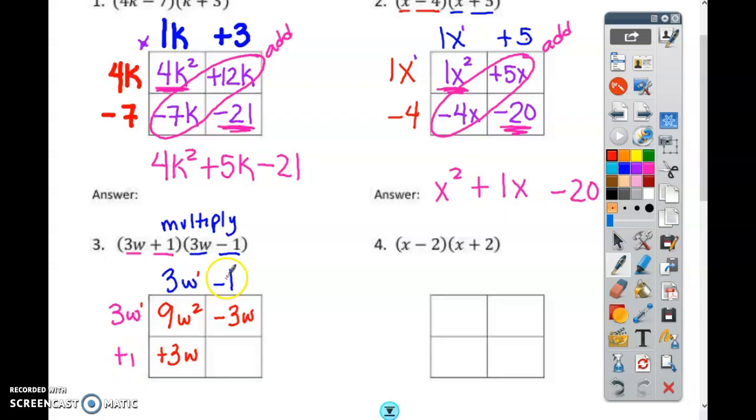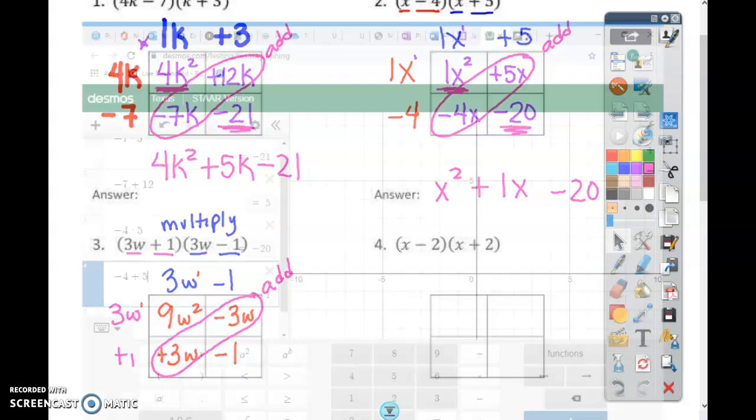And then 1 times negative 1 is a negative 1. And if you don't know your multiplication charts, you should have put it in decimals. It gives you the answers. Okay? So remember the diagonals. You add them because it's the same. You're combining like terms. So add those two in decimals. Negative 3 plus 3.